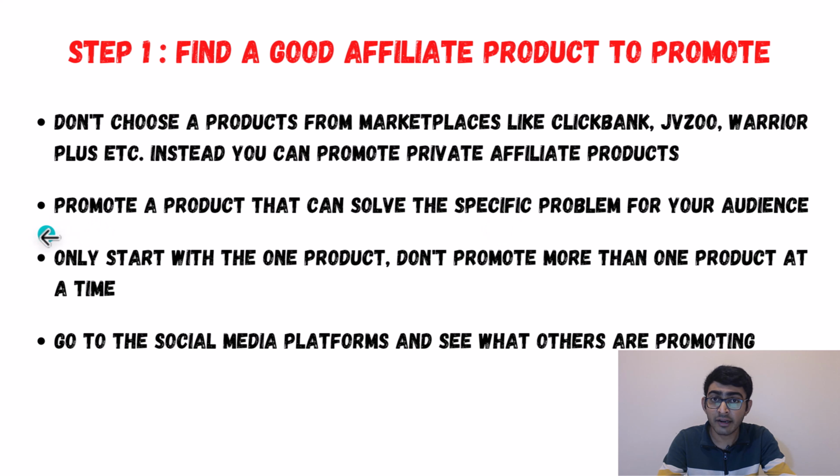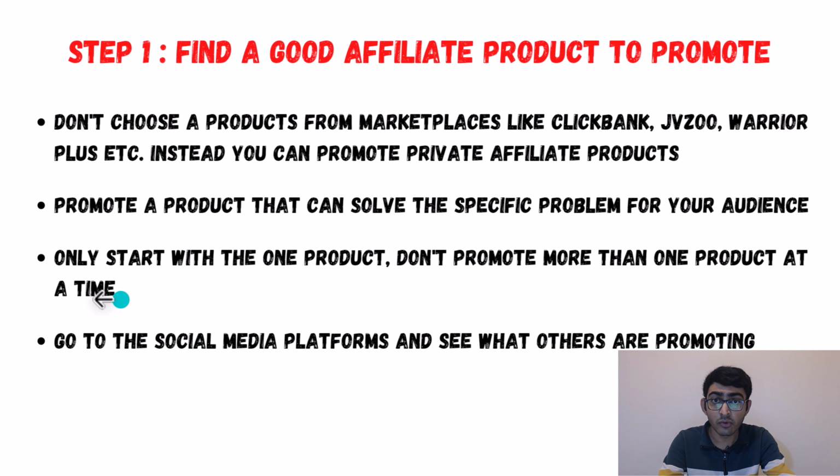And when you are a beginner affiliate marketer, then only start with one product. Don't promote more than one product at a time. So when you decide on a good product to promote, stick with that one product. Build your funnel, build your email autoresponder to promote only one product. And if you want to promote more than one product, then you can promote a product on the back end, but not in the front end.